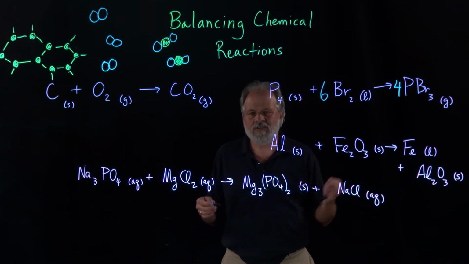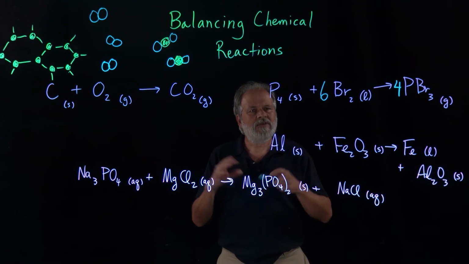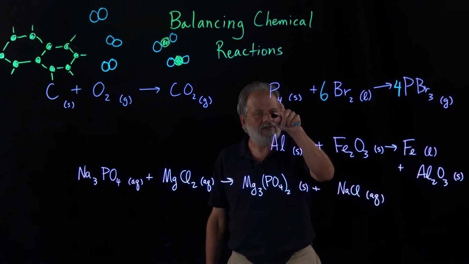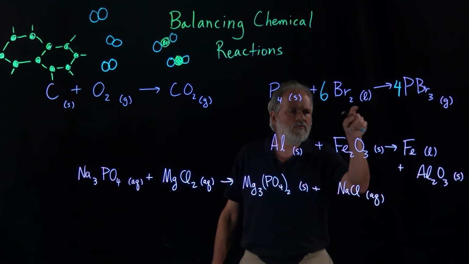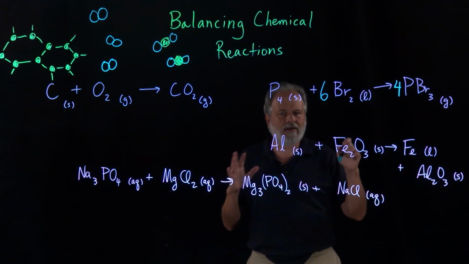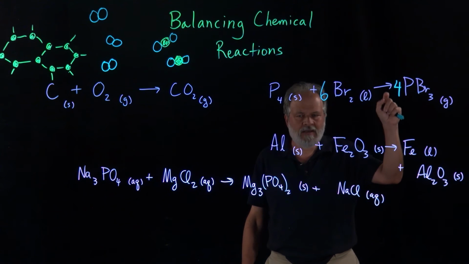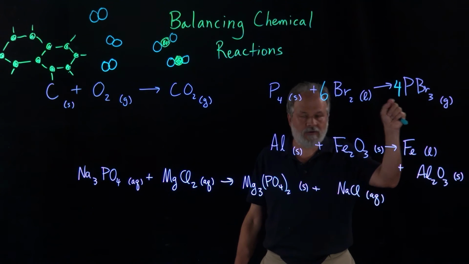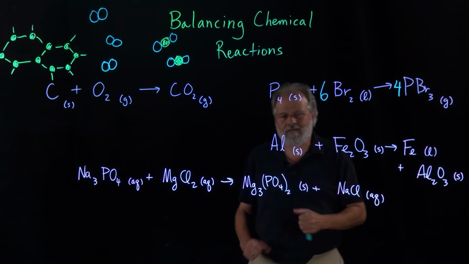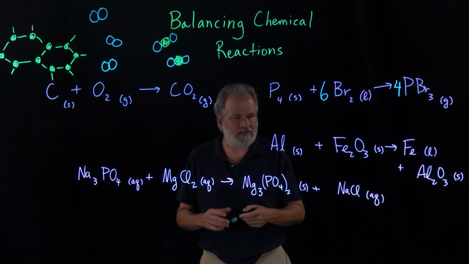Of course, you should always check and make sure that the numbers are balanced. There's 4 phosphorus, 12 bromine, good. All right, so you should know how to count the number of atoms based on the coefficient out front, which you're allowed to change, and then the subscripts within the formulas of the compounds, which you're not allowed to change.